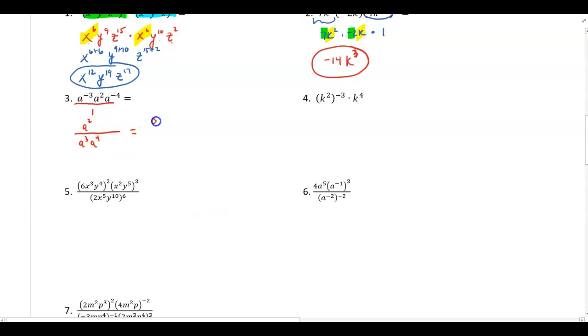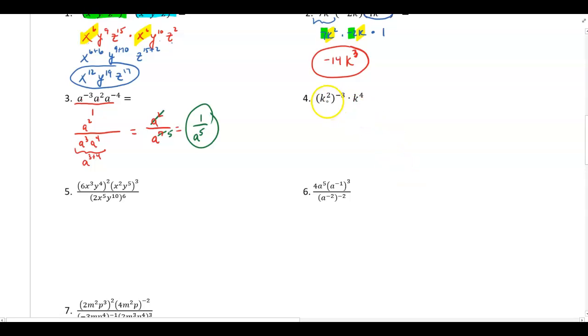Now, if I look, I have a to the 2nd up top, and then in my denominator, I'm going to have a to the 3rd times a to the 4th, which is a to the 3 plus 4. So it gives me a to the 7th power. Now, if I have nothing left here, right? If I look, I have 2 a's up top, 7 on bottom. Cross 2 out. If I take 2 off the bottom, how many do I have left? 5. If I have nothing left up top, it's 1 over a to the 5th power.